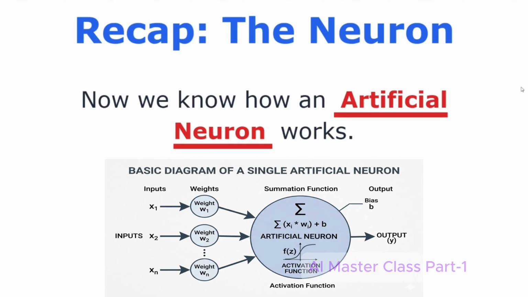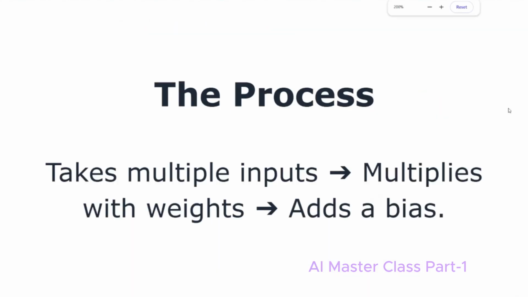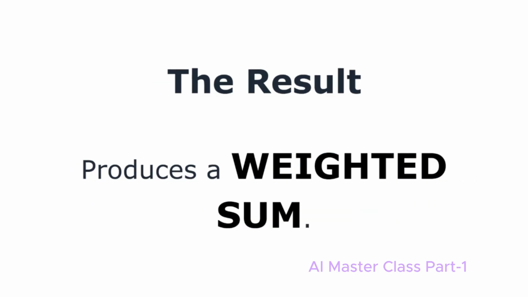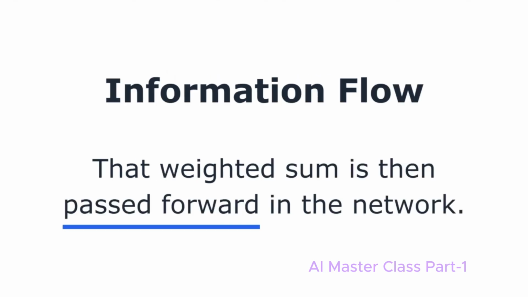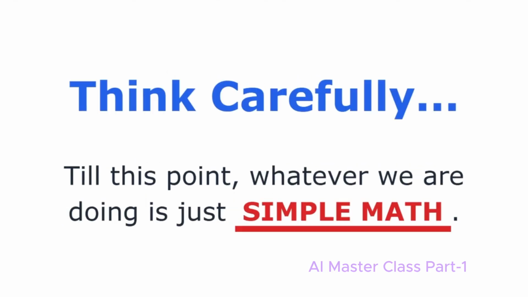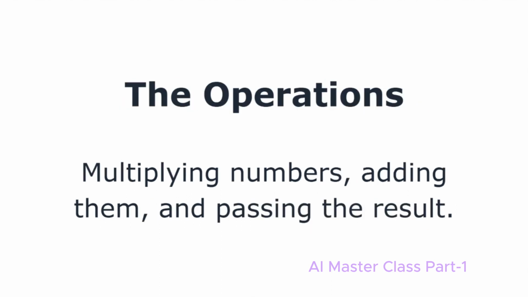Now we know how an artificial neuron works. We saw that it takes multiple inputs, multiplies them with weights, adds a bias, and produces a weighted sum. That weighted sum is then passed forward in the network. Now, if you think about it carefully, till this point whatever we are doing is just simple math. We are multiplying numbers, adding them, and passing the result.